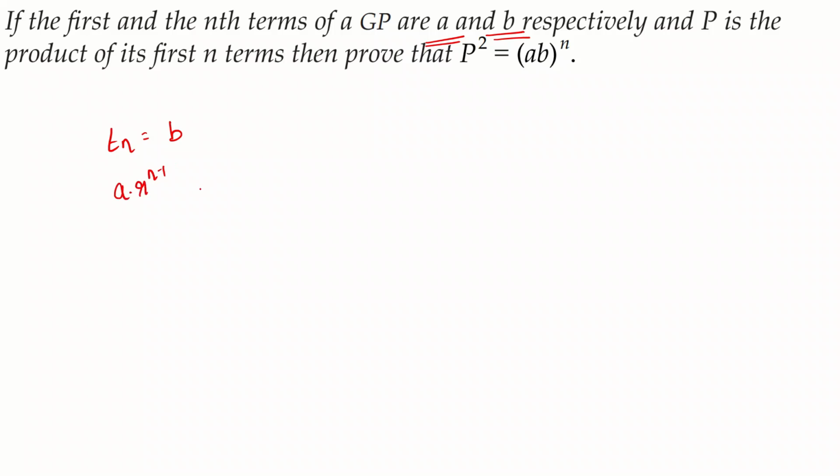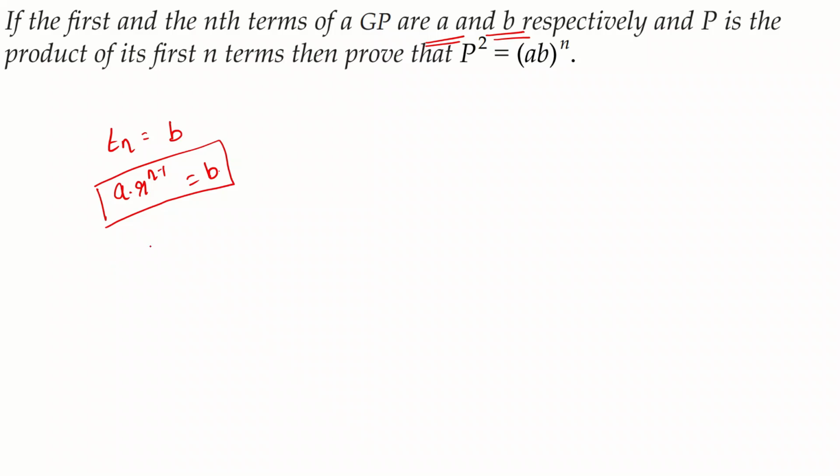Please do mention in your examination that we are assuming that the common ratio is r. You have to make this disclaimer before you use this r in your answer. Because I'm lazy, I'm not doing that, but please you do. So a times r to the power of n minus 1 is equal to b. So I have got the value of b in terms of a.